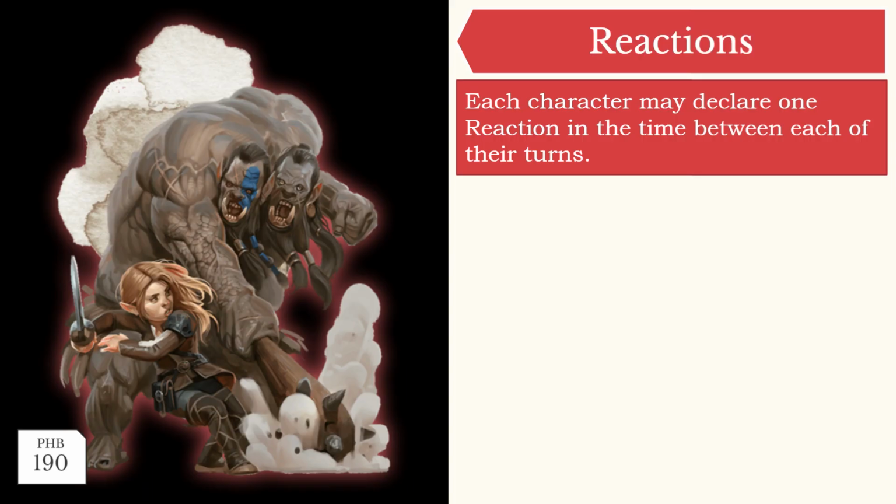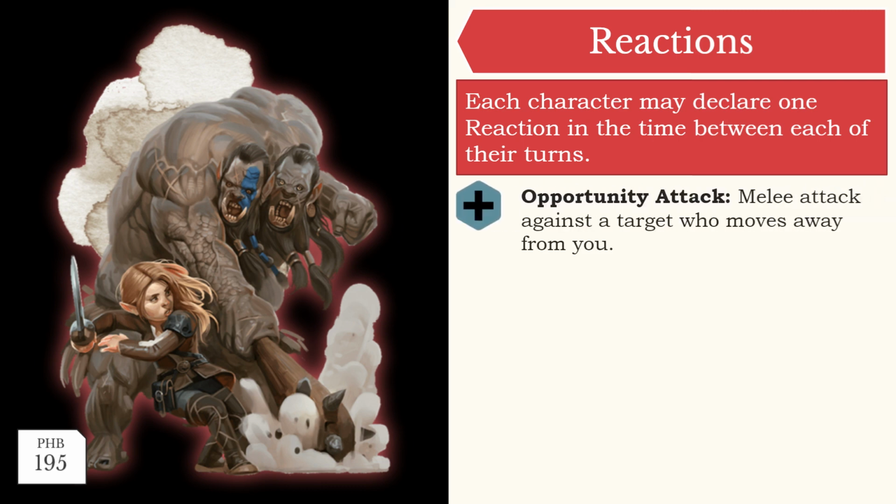On each character's turn, they can move, declare an action, and take a bonus action. At the start of each turn, they also receive one reaction that can be used to allow them to do certain things when it is not their turn. Perhaps the most common use for a reaction is making an opportunity attack. When an enemy moves away from you in combat, they lower their guard and expose themselves to attack. When this happens, players may spend their reaction that round to make a melee attack against that enemy.